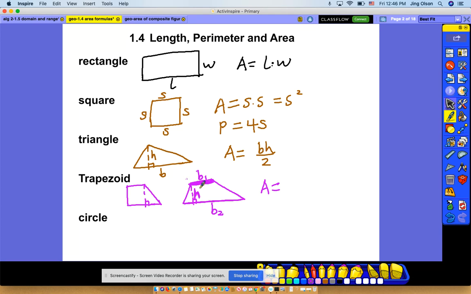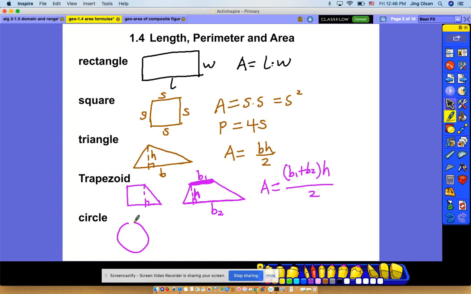Trapezoid and triangle, you can relate these two together. Triangle is base times height divided by 2. Trapezoid has 2 bases, so you add the 2 bases: base 1 plus base 2, and then times height divided by 2. If you know how to find the area of a triangle, trapezoid is just like a triangle, except it has 2 bases. We add them together first, then times height, then divided by 2. It's good to know this formula. It gives your answer much quicker than dividing into different shapes.